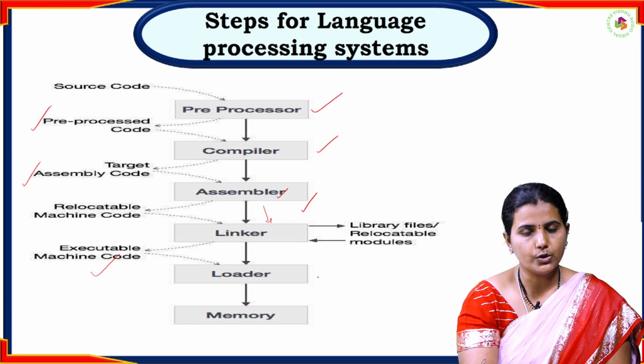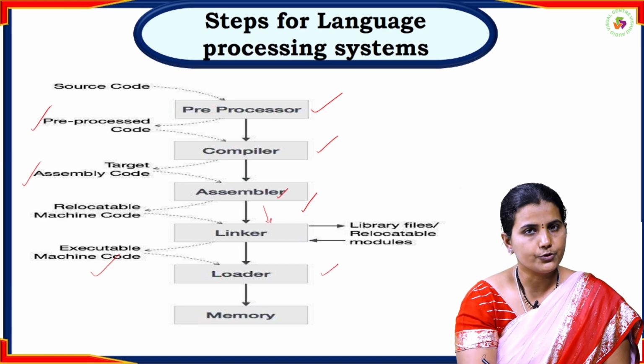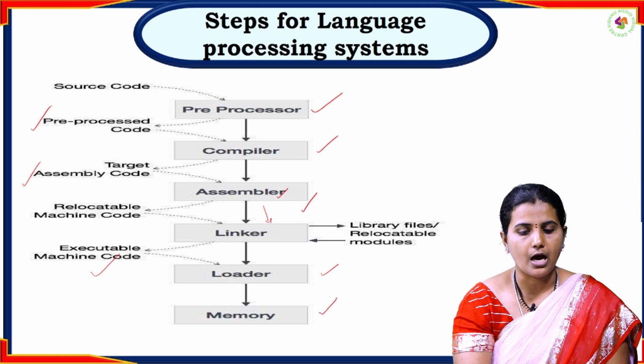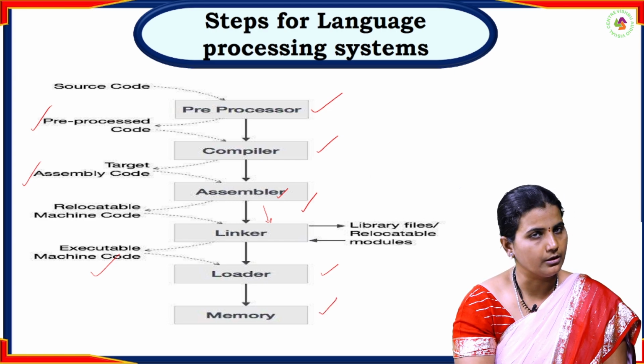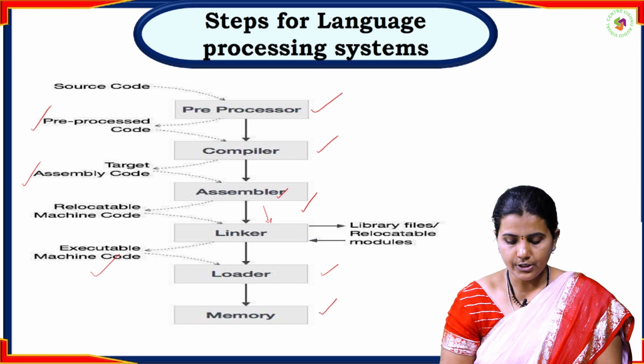That executable code goes to the loader. Using this loader, the final code can be loaded into the memory. After that, we are going to generate the final machine level language code.